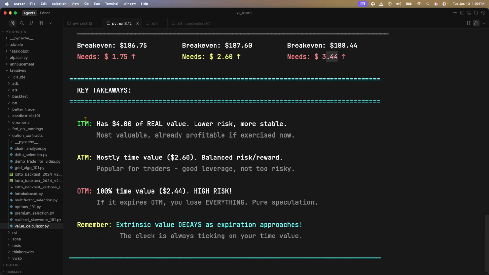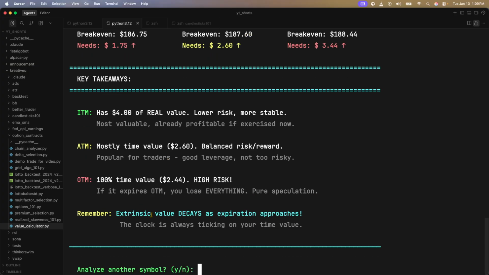So the ITM contract has $4 of real value, lower risk, more stable, most valuable, already profitable if we exercise this right now. The ATM contract is popular for traders, good leverage, not too risky. And then the OTM contract, if exercised, you lose everything, pure speculation. Remember, extrinsic value decays as expiration nears.